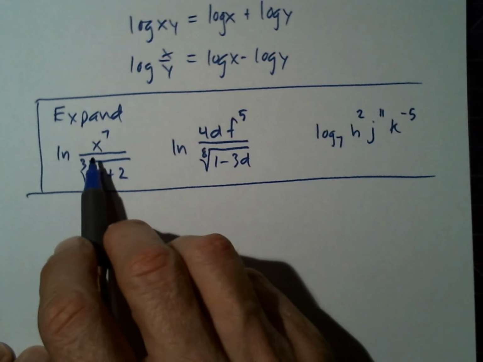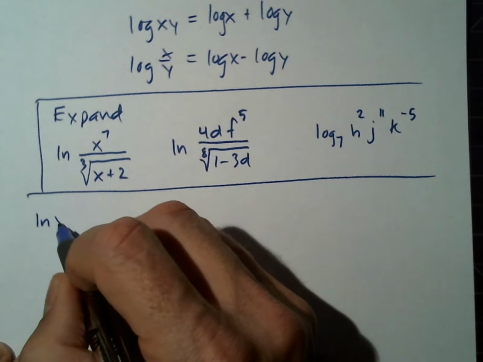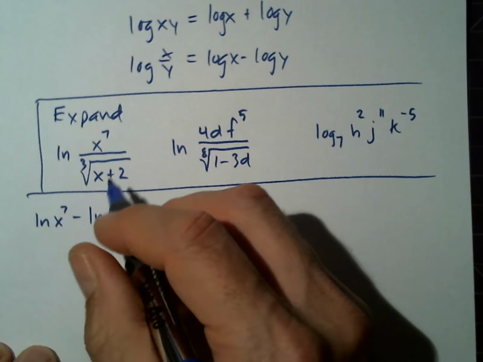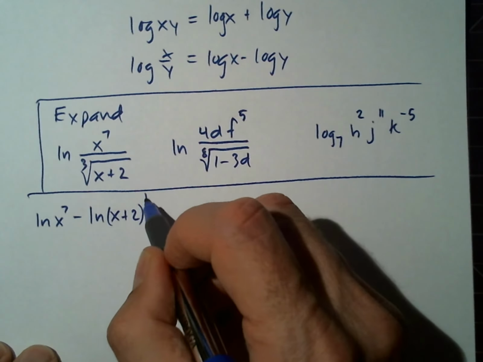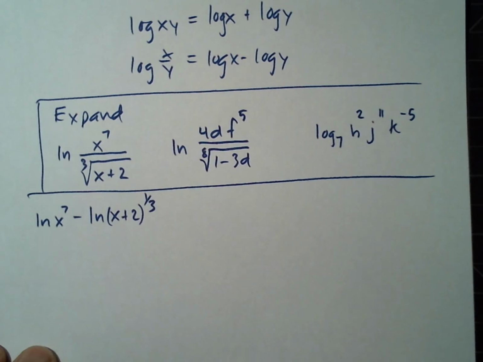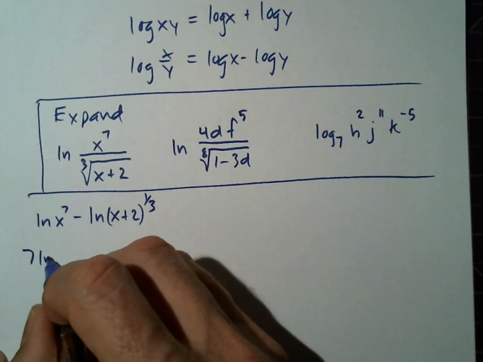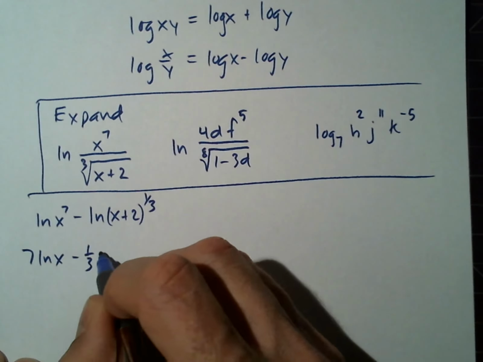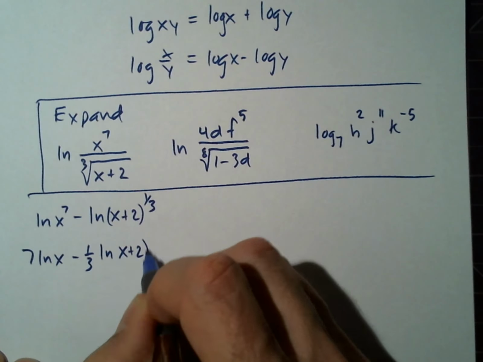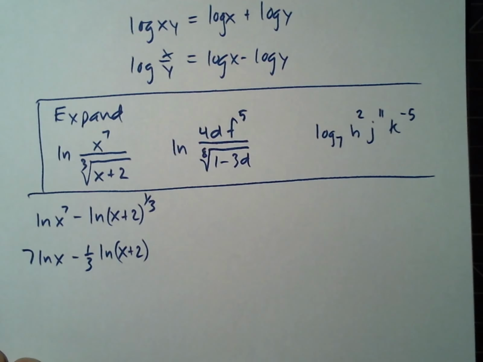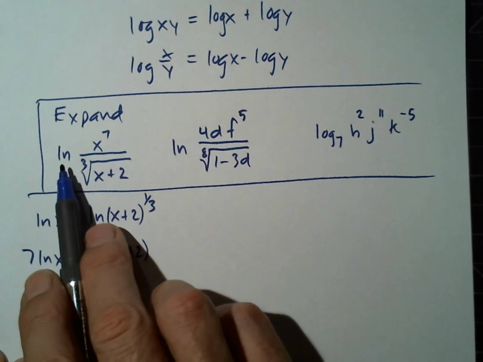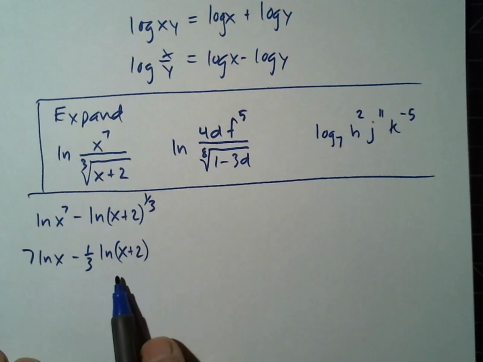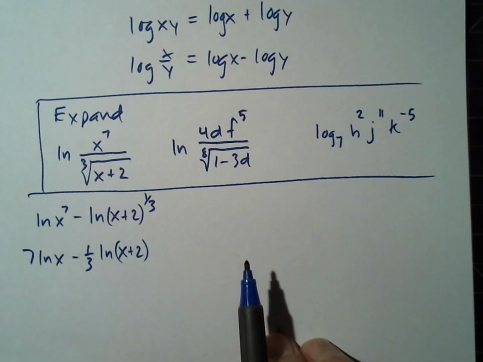Alright, so we see a quotient, and we can write it as a difference. We see a radical, and that will be fractional exponent. And then we can move those exponents in front as coefficients. And natural log of x plus 2 has no property. We have to leave it like that. And we've expanded. We have one log expression, and now we have two log expressions. So that's called expanding.